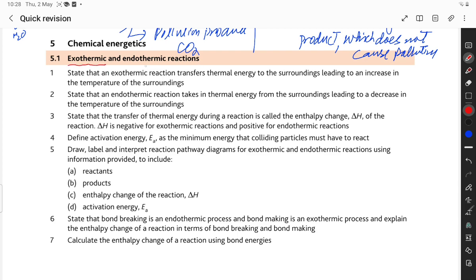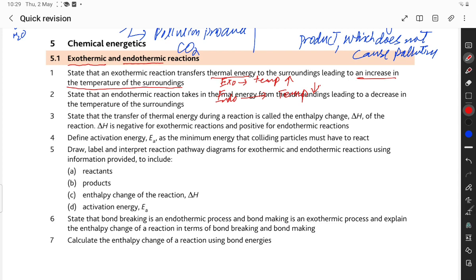Exothermic is a reaction in which heat is given out, endothermic is one in which heat is taken in, or absorbed. State that an exothermic reaction transfers thermal energy to the surroundings, leading to an increase in the temperature of the surroundings. In endothermic, the surrounding temperature is decreased.